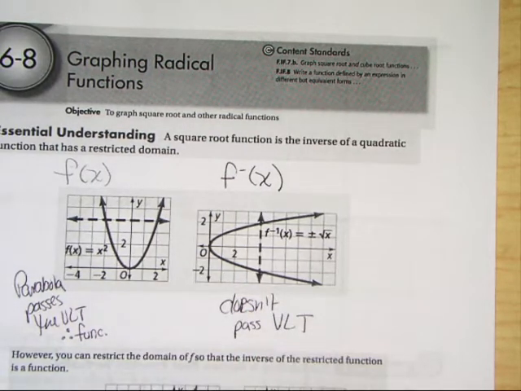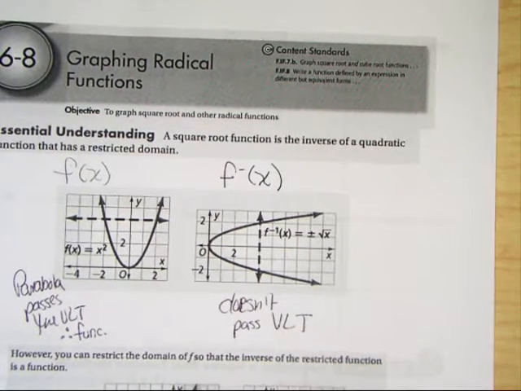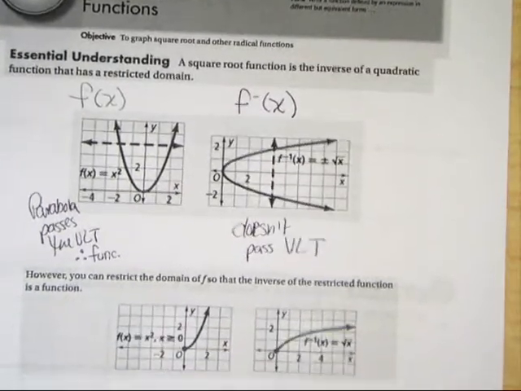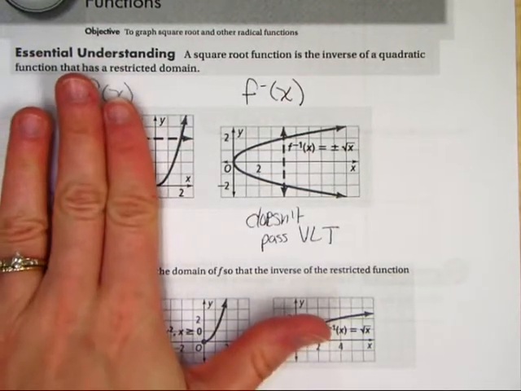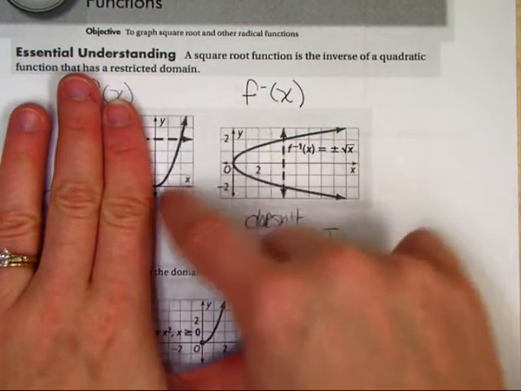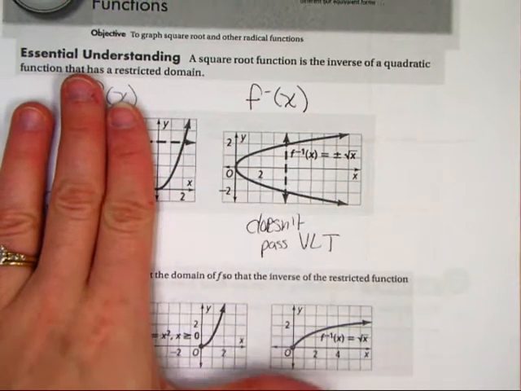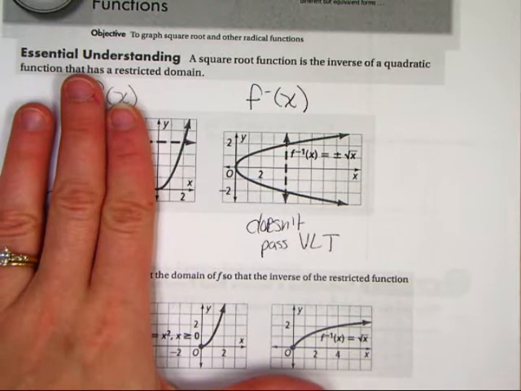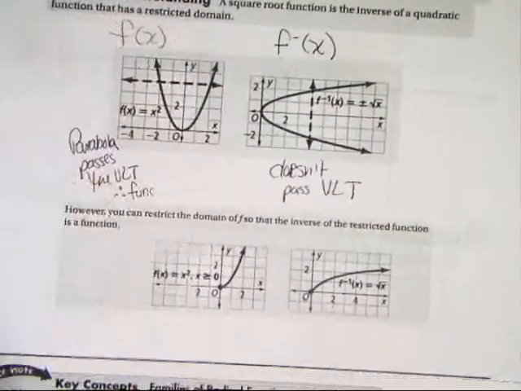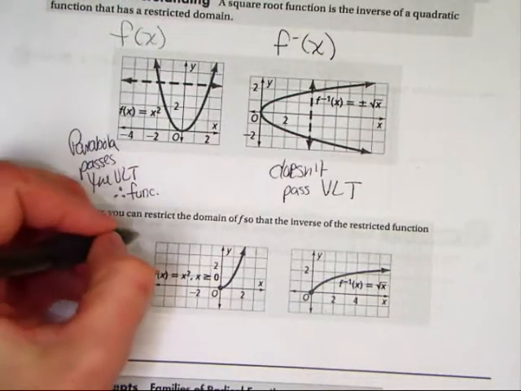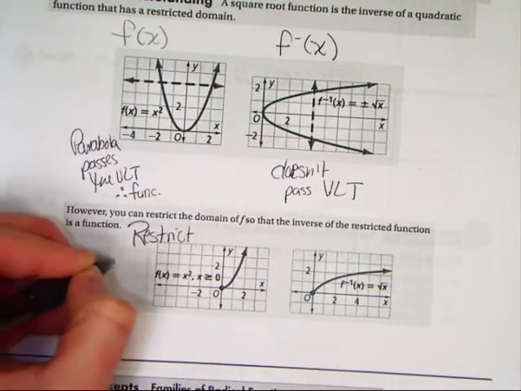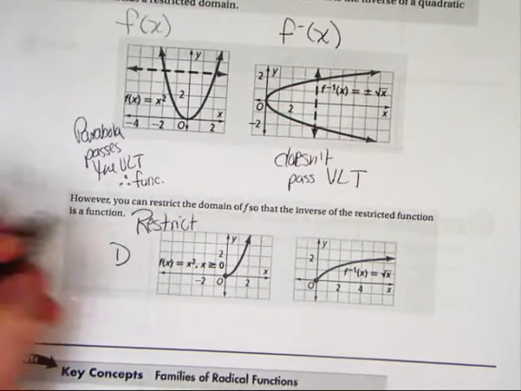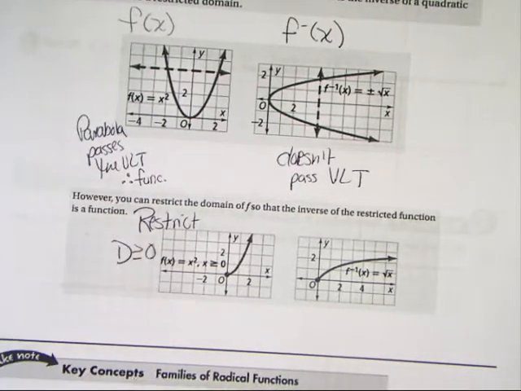Okay? Now, if you restrict the domain, take a look at how these two graphs are related. They're saying if you restrict the domain just to this side, then the inverse will pass the VLT. So you can see that we have restricted the domain, and we've restricted the domain to be greater than or equal to 0.